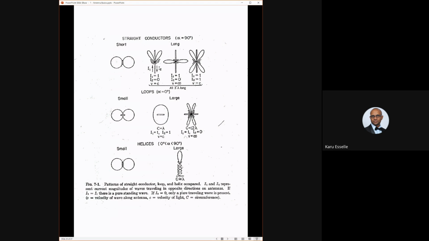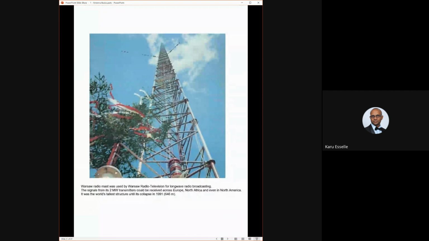When the helix height is small and the pitch is small, it radiates more like a dipole radiation pattern. But when the pitch is long and the helix is long, the radiation is going upwards. So this is called an end-fire helix. These are more like broadside helix. Okay, these are some of the historical.